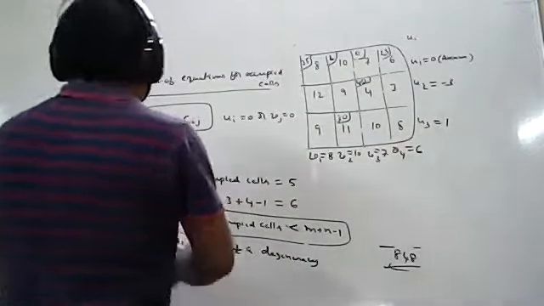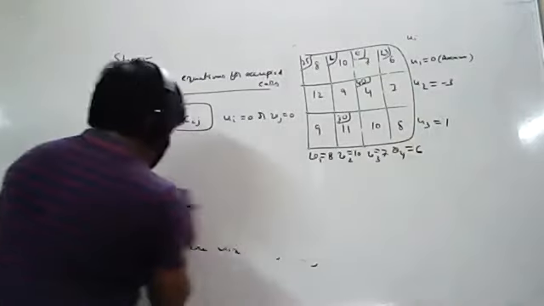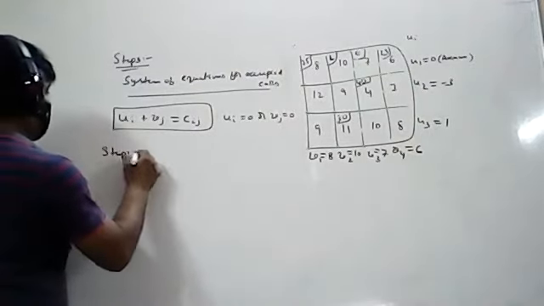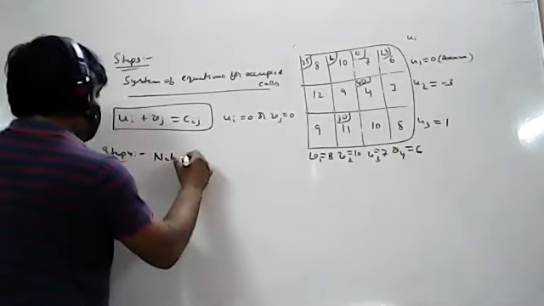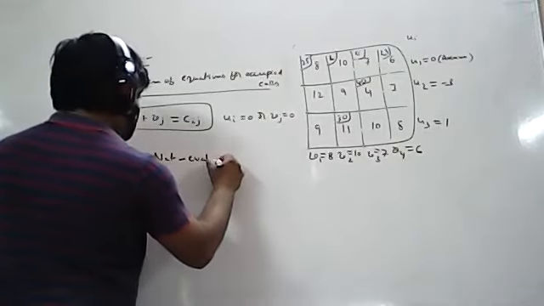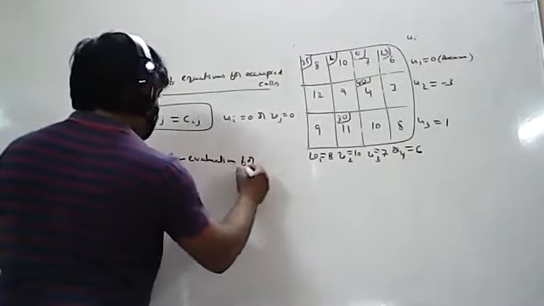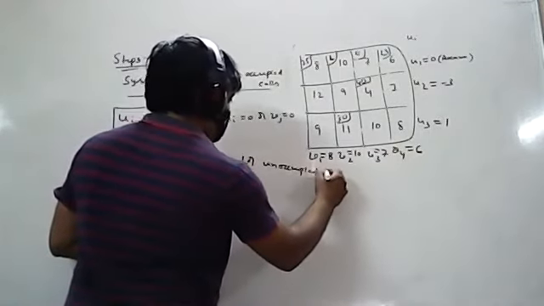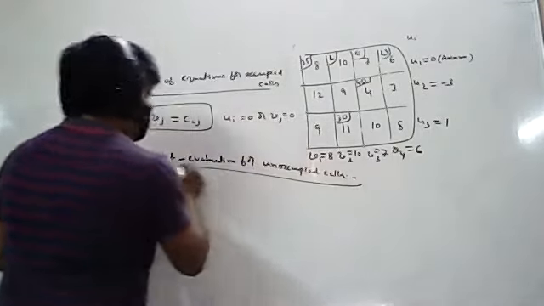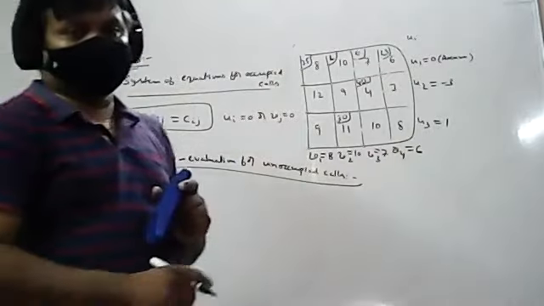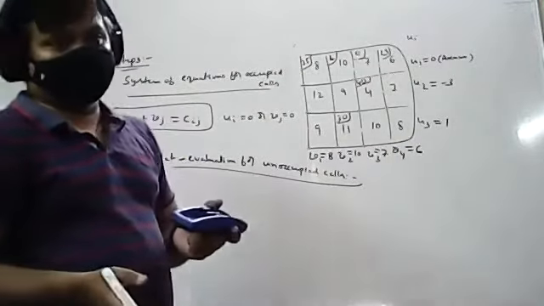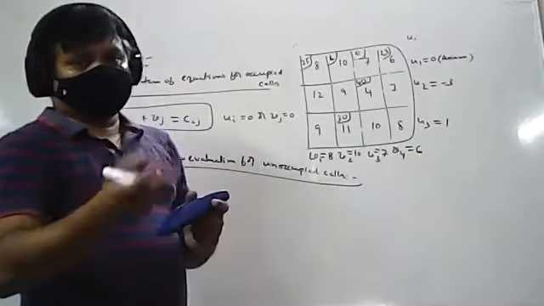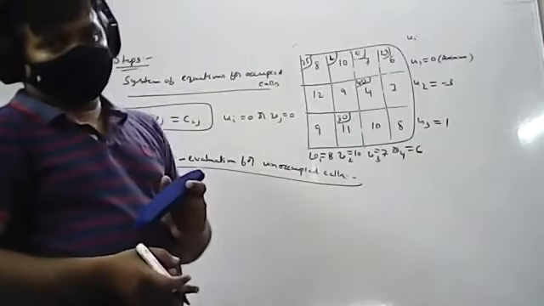Okay. Now step number 3 is completed. Next, step number 4. All of you know what is step number 4? Net evaluations for unoccupied cells. Until you get all less than or equal to 0, solution will not be completed. If it is less than or equal to 0, solution is completed. If you got positive, then loop exists. That loop should be resolved, and then you will get all less than or equal to 0.